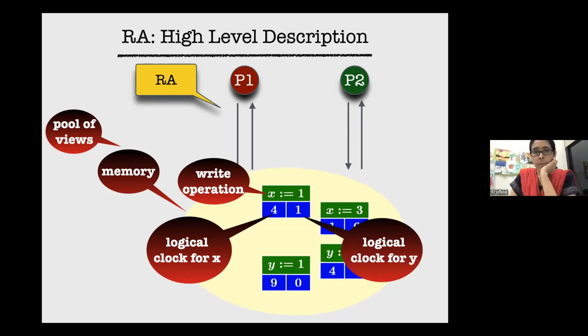So there's a logical clock for X and a logical clock for Y. Yes, Abhishek? So you have a clock corresponding to every variable? I can see two blocks below every message. So we have clocks for each variable? Yes. Okay.